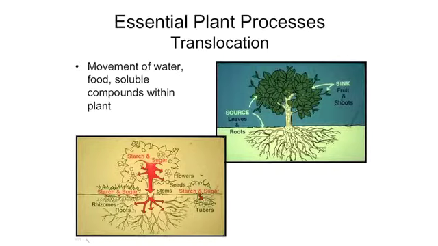Translocation is an essential process that we've talked about already, just to enumerate it though. It's the movement of water, food, or soluble compounds within the plant. And remember that water is moving primarily in the xylem, and these other compounds, food and other soluble compounds, are moving through the phloem up and down. And when we say things are moving around a plant, we say they're translocated from leaves to stems or vice versa.